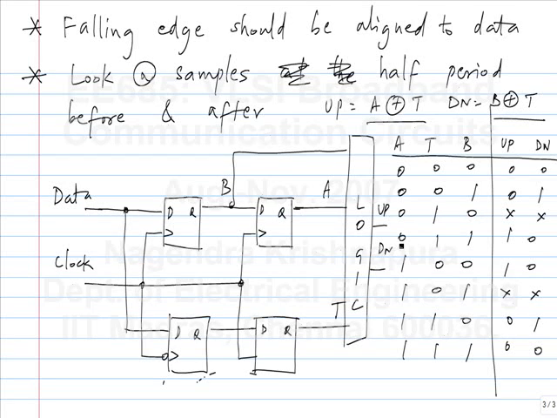So either up is 1 and down is 0, or up is 0 and down is 1. But the width of up and down don't change. So it's not like the average value is proportional to the phase of something. It only gives you an indication of whether the phase is before or after.